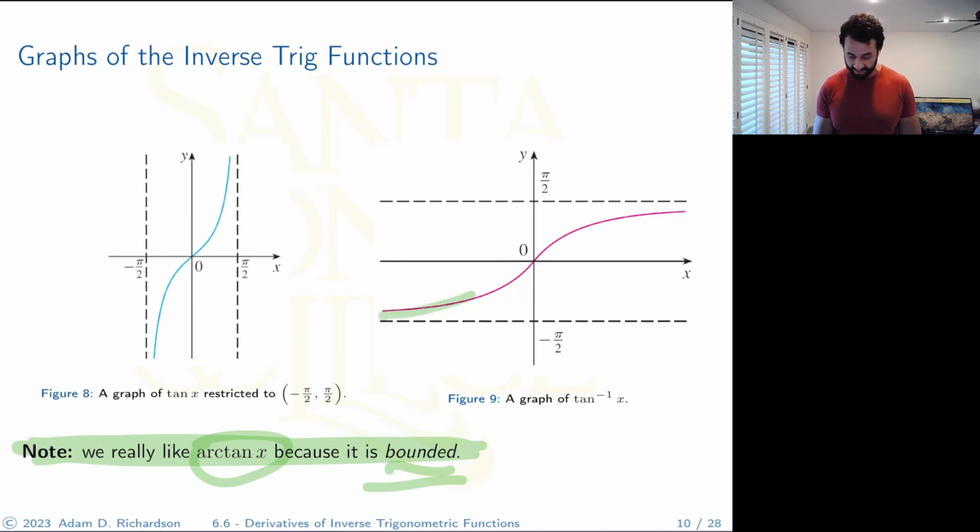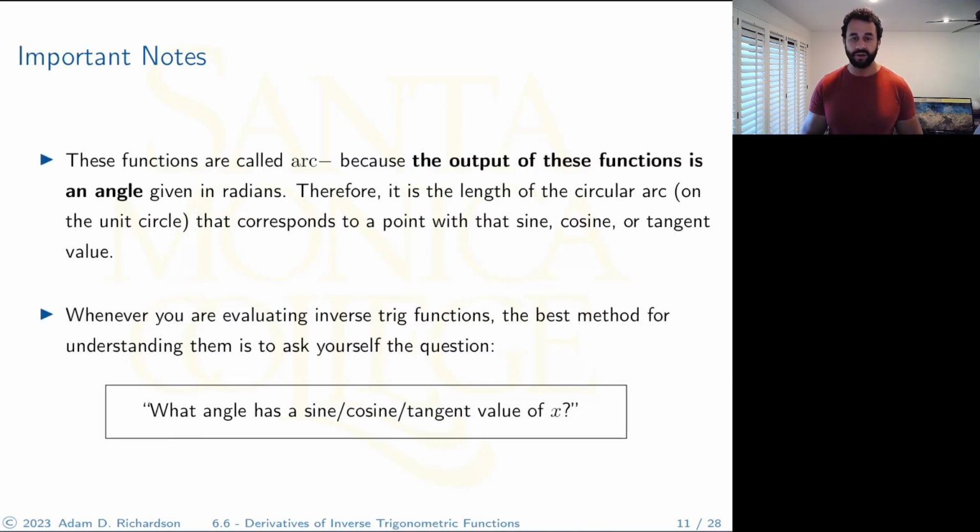So this is a graph of a function that you want to have memorized. You want to be comfortable with arctangent, and we just love arctangent. The three functions that we love are sine, cosine, and arctangent because they are bounded. They're defined everywhere and they're bounded, which is amazing. Okay, so some important notes.